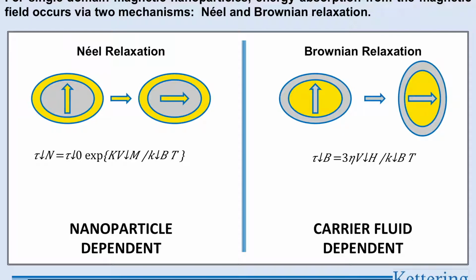V sub H is a little different than V sub M. V sub M is the magnetic core volume. V sub H is what we call the hydrodynamic volume. It's the magnetic core plus that Dextran shell. And it has a small temperature dependence as well.